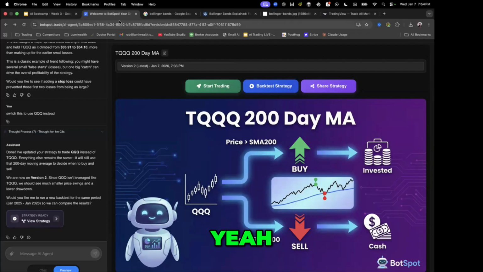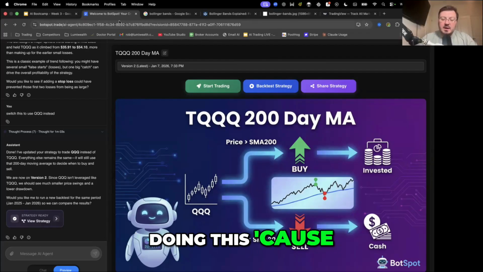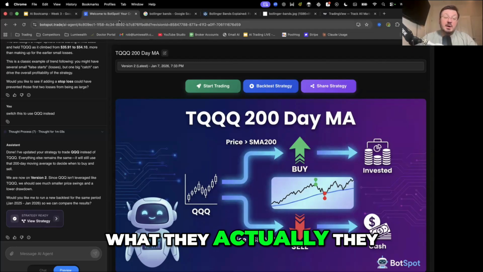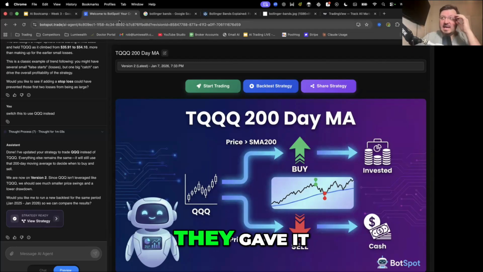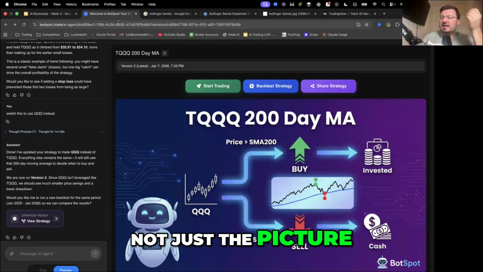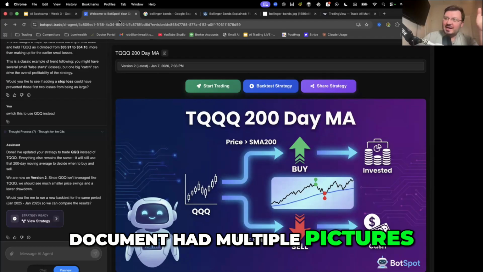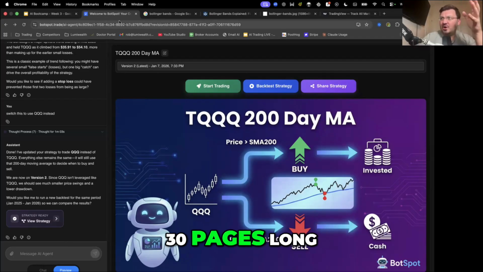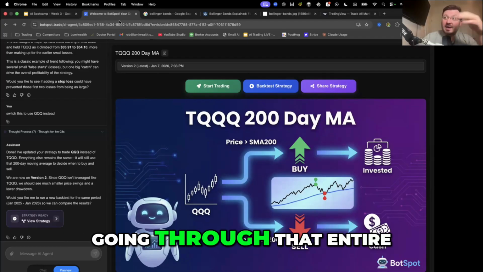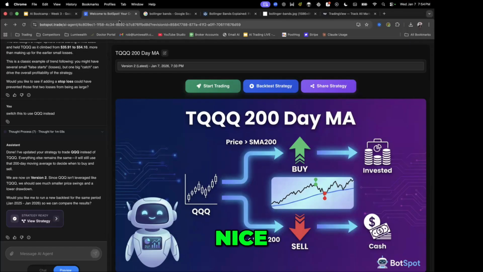Okay, cool. We had a few users that were actually doing this. The person I'm thinking of gave it an entire PDF document, right? Not just a picture. And the PDF document had multiple pictures in it, and it was like 30 pages long. It actually did a really good job going through that entire document and then building a strategy off of it.